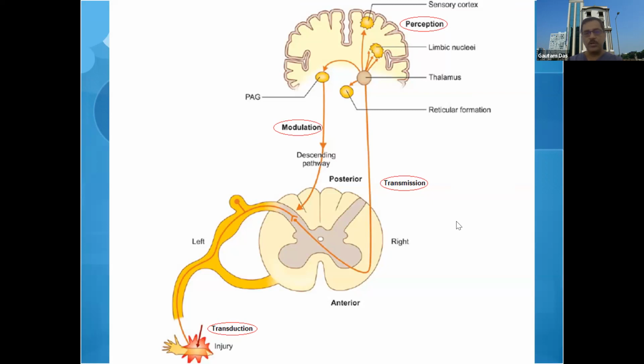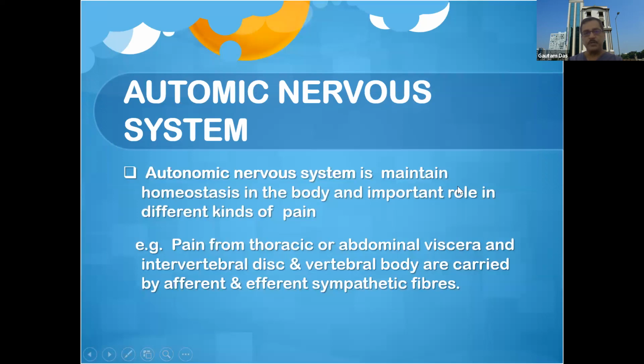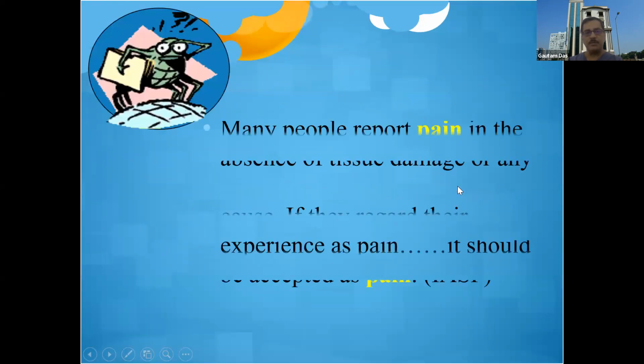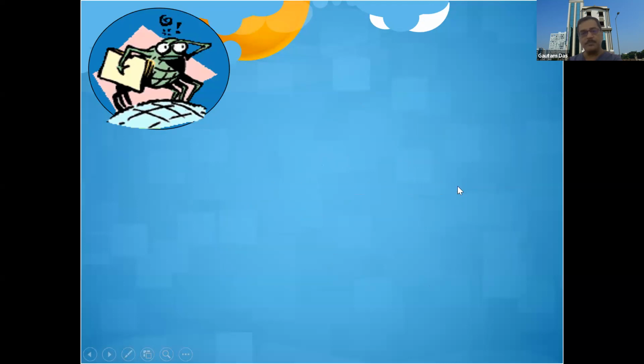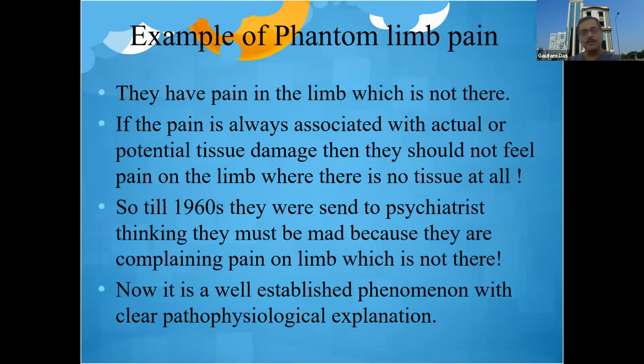Okay, so now I'll be going to the next important part. So what is phantom limb pain? Phantom limb pain means somebody's limb has been amputated. Say, for example, the hand or leg is amputated, and the person feels that my fingers are there, my hand is there, and the pain is coming from that part. So this feeling of a phantom limb and phantom pain coming from that phantom limb is basically phantom limb pain.